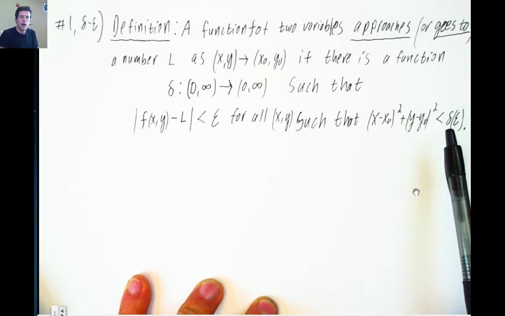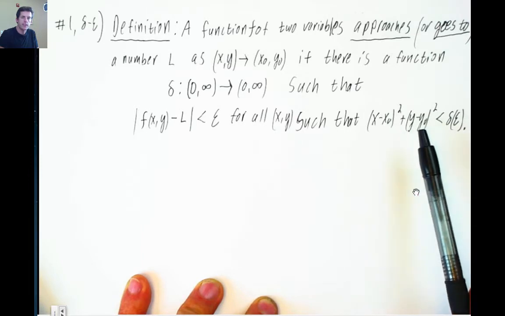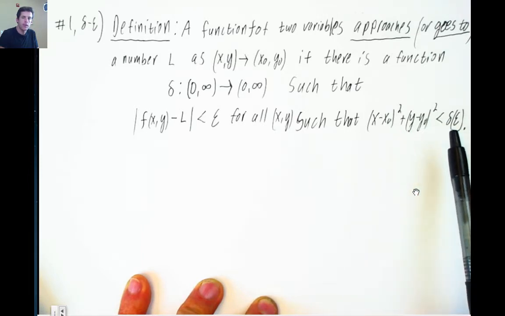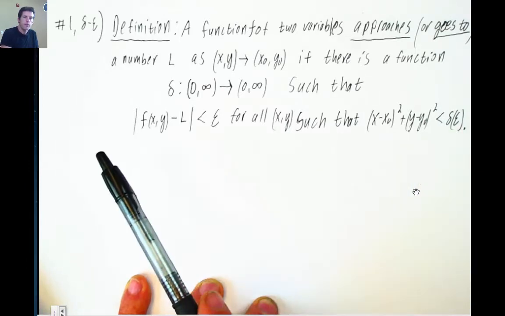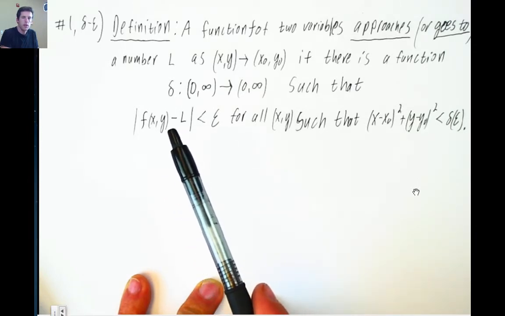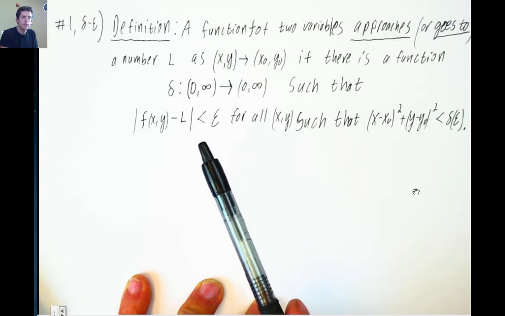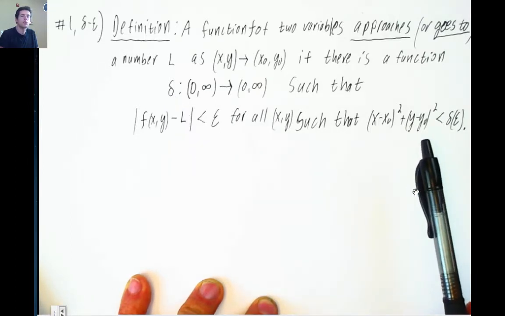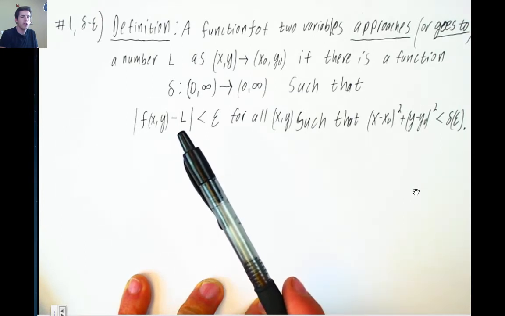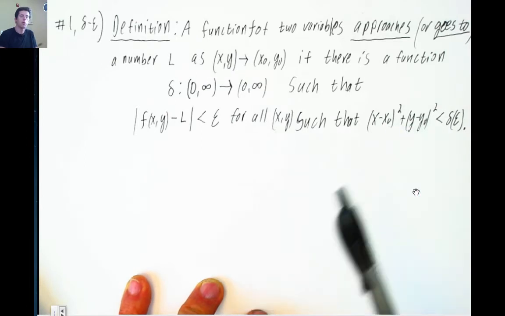So let's recap. This says, reading kind of backwards, that whenever (x, y) is really close to (x naught, y naught), within this distance delta, that forces the value of f to be within epsilon of L. So this limit we're talking about exists if there is some number L such that you can force f to be arbitrarily close to L by choosing x to be arbitrarily close to x naught, and similarly for y and y naught.